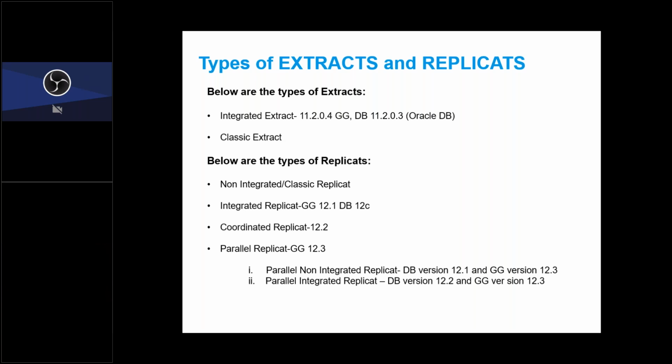Now from Goldengate version 12.3, a new variant of replicate called parallel replicate was introduced. Parallel replicate, as the name suggests, parallelizes the replication process. There are two types of parallel replicates. One is parallel non-integrated replicate and the second is parallel integrated replicate.